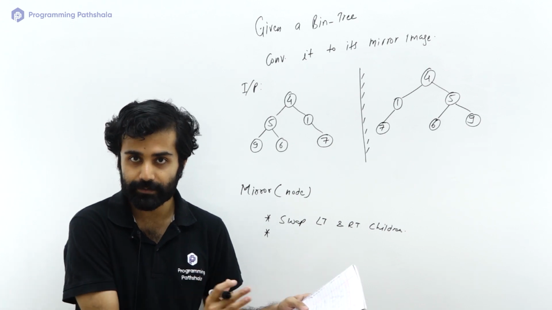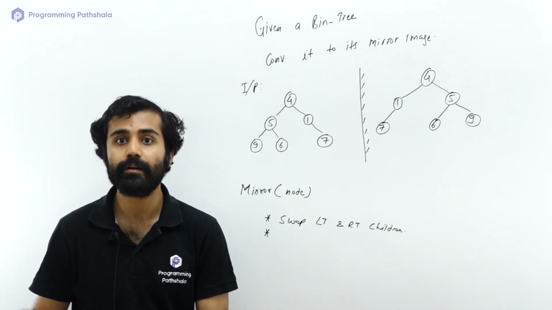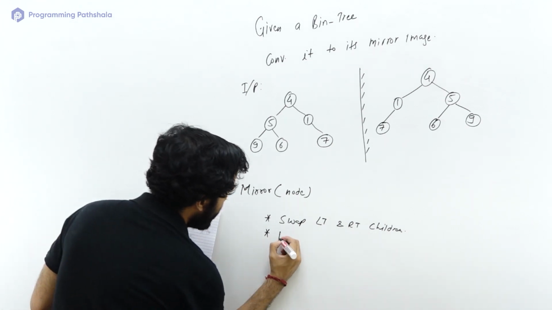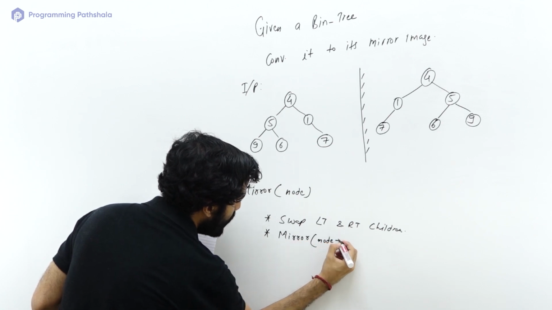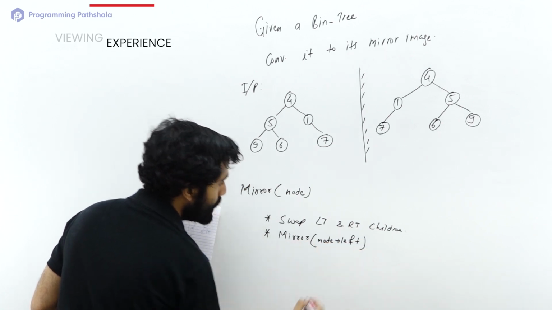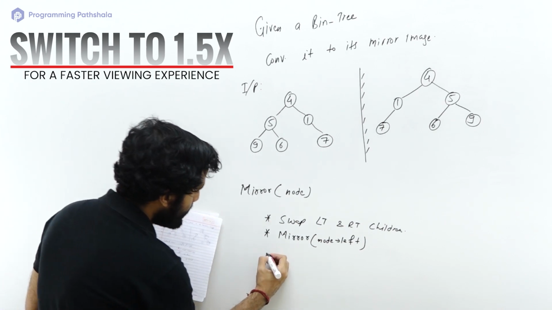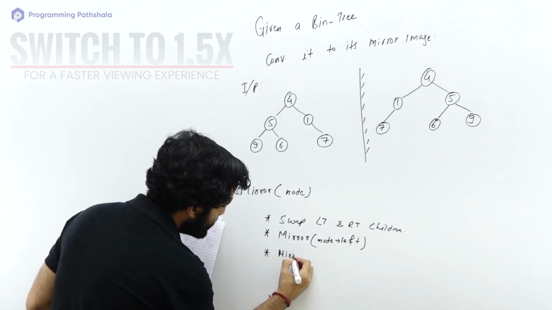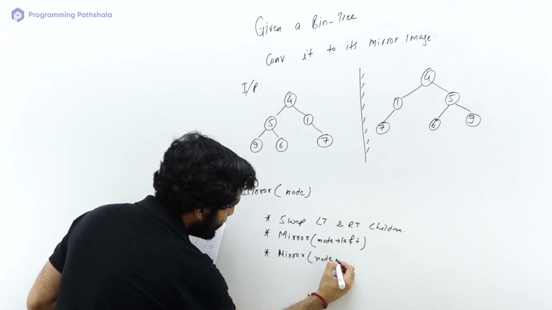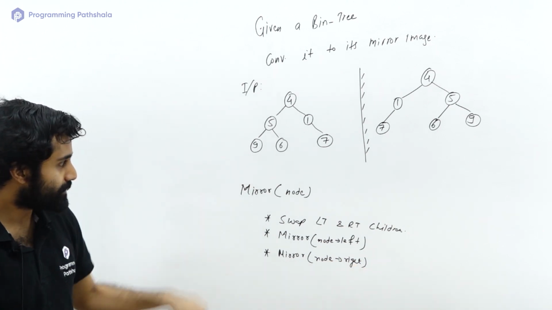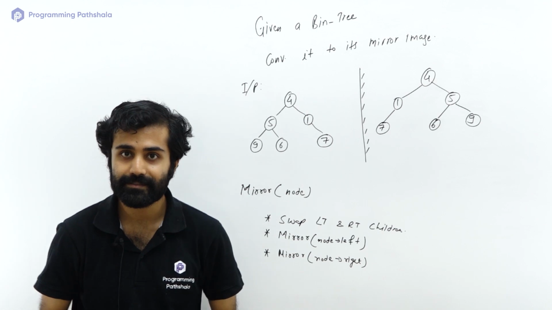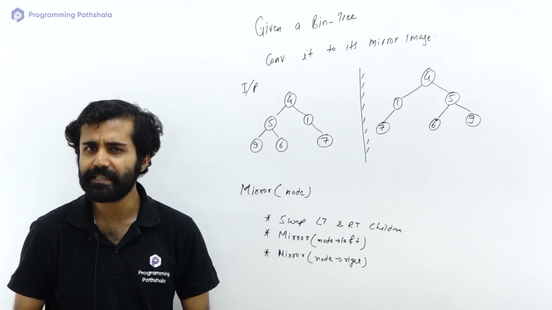Just make a call to the left subtree and another call to the right subtree. So I can recursively call this function for node left, which is the root of my left subtree, and I can also recursively call the same function for node right, which is the root of my right subtree. So that's it, job done, right? And what will be the termination condition again?